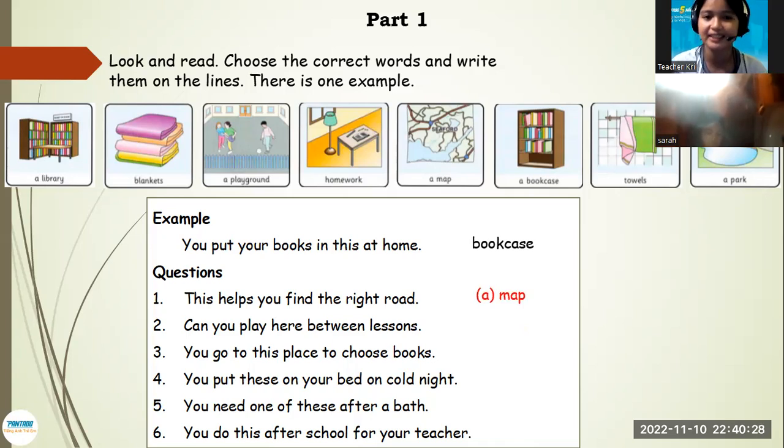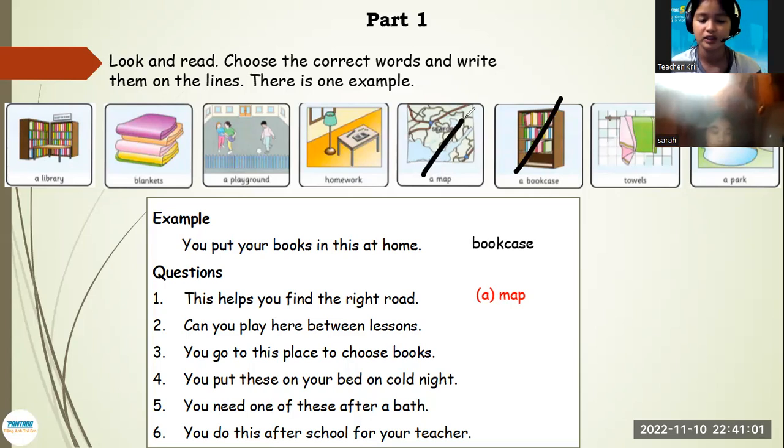Can you please read? Can you play here between lessons? Okay, and what is it? Is a bookcase. Okay, the bookcase is already done in the example. Okay, so it's not included anymore. The bookcase and the map are not included anymore.